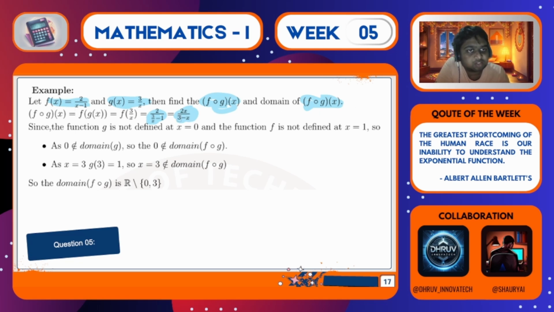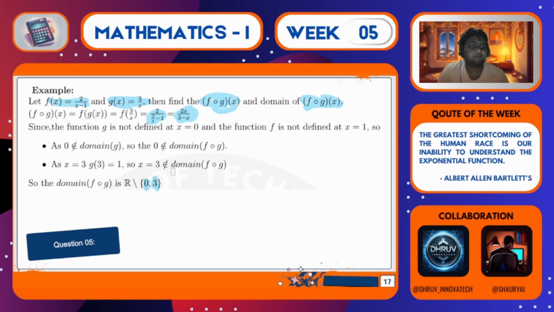Even if here you will see that 0 is possible, still 0 won't be a part of it, because your actual function is 2 upon 3/x minus 1. This is a rearranged form. That's why 0 is something that won't be part of your domain. Second thing, you can directly observe here that when you substitute 3, your function becomes undefined. That's why 3 is the second excluded value.